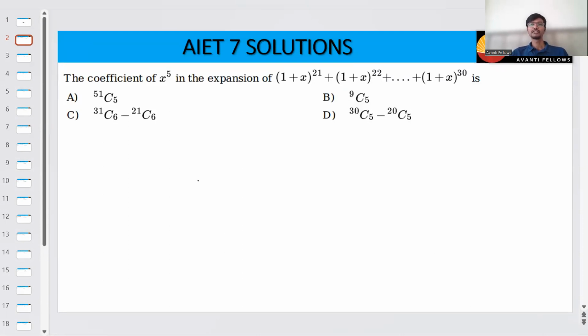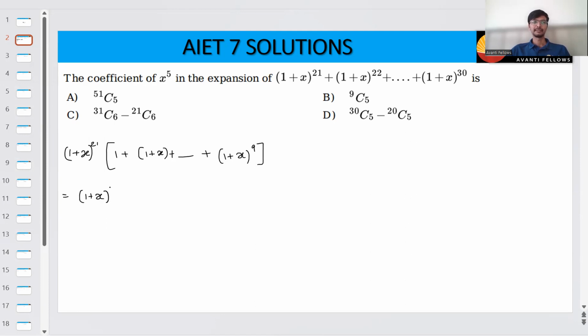The coefficient of x raised to... find the expansion of. Now, this is a very simple question. Here it will be a GP if I take (1 plus x) raised to the power 21 common. So what I'll get? I'll get 1 plus x plus up to so on (1 plus x) to the power 9. So what is this, guys? It's a GP. So (1 plus x) to the power 21 into, what is the formula of GP? A into r raised to n minus 1 upon r minus 1.